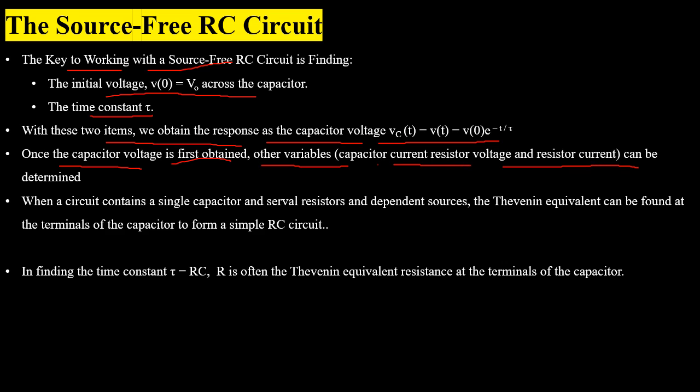Whenever the circuit has a single capacitor, several resistors, and dependent sources, and you have to perform source-free RC analysis, you can use the Thevenin equivalent circuit, and the capacitor will act as a load. You can find the Thevenin equivalent at the terminals of the capacitor. And with the Thevenin equivalent resistance connected with the capacitor, you can form a simple RC circuit. Now in finding the time constant, R will be referred to as the Thevenin equivalent resistance at the terminals of the capacitor, and we take out the capacitor and find R.